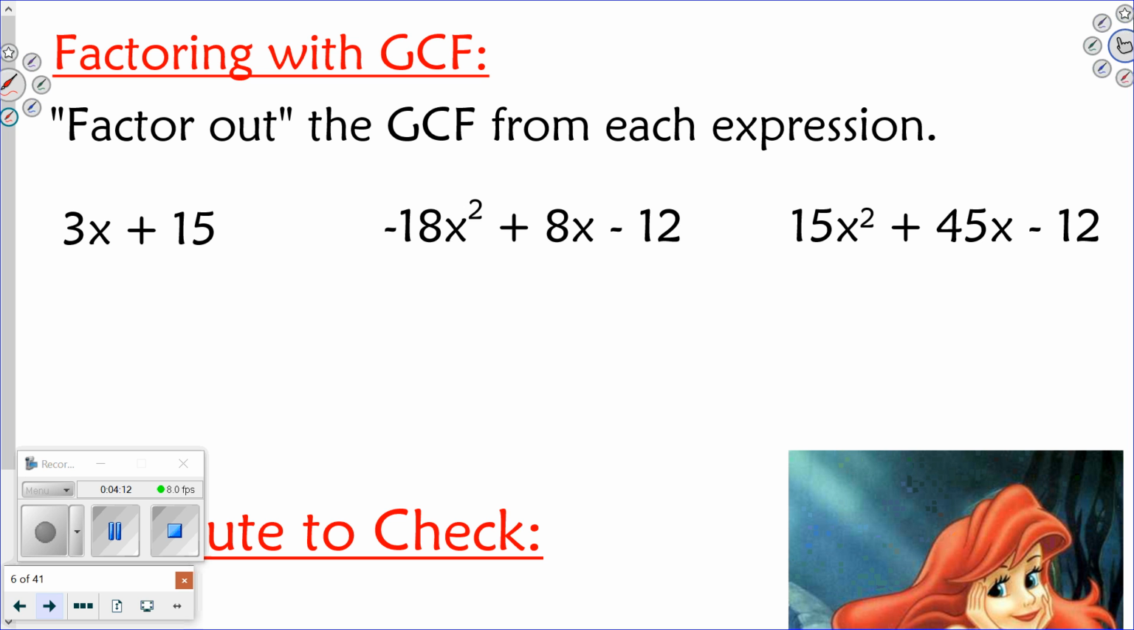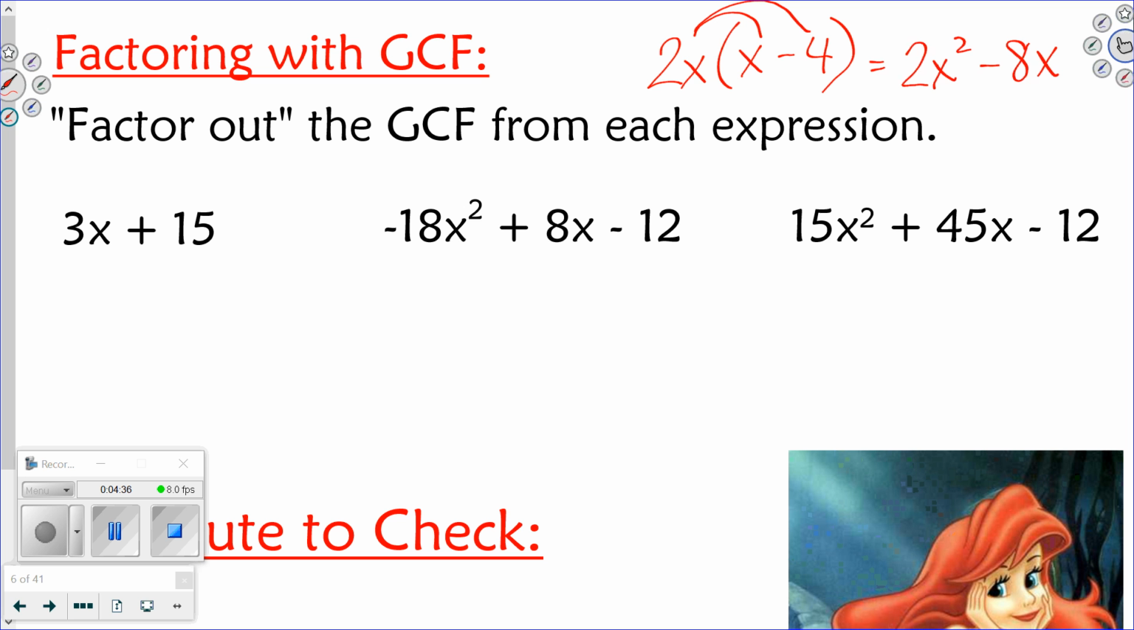You're just pulling out everything that you just did. So like if I had 2x times x minus 4, and I asked you to distribute that, what operation are you doing to distribute? You'd be multiplying, right? 2x times x would have been 2x squared. And 2x times negative 4 would have been negative 8x.